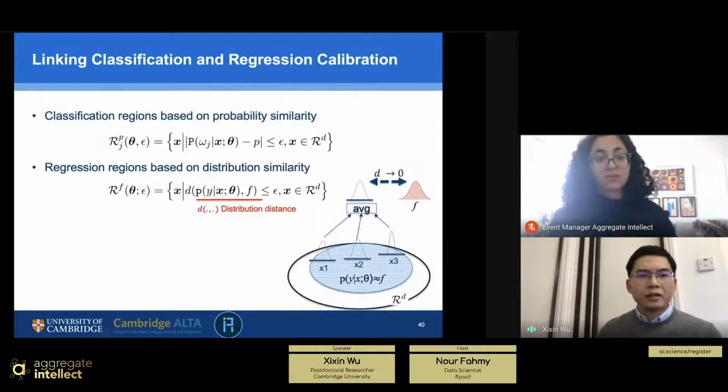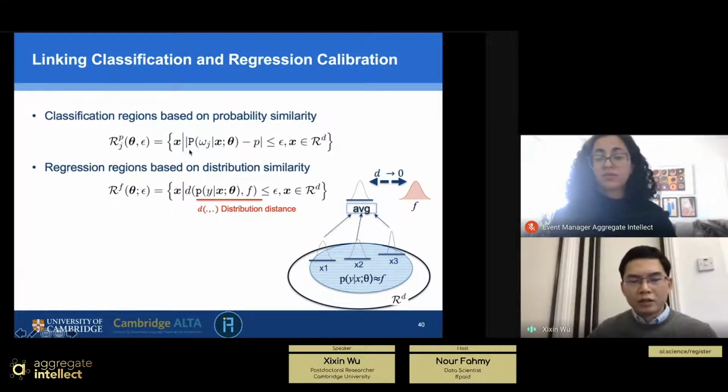And if we're linking the regression calibration back to classification, where there is a region concept, for regression, can we have a similar concept of regions? One possible way is to focus on the distribution similarity, because in classification we focus on the probability similarity.